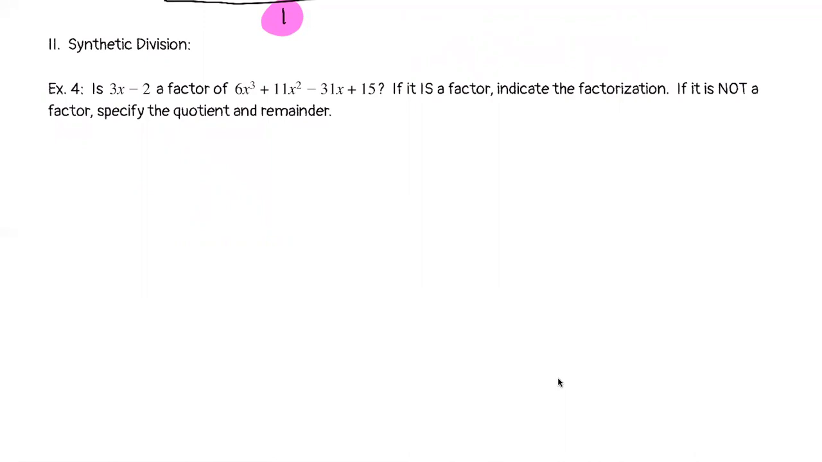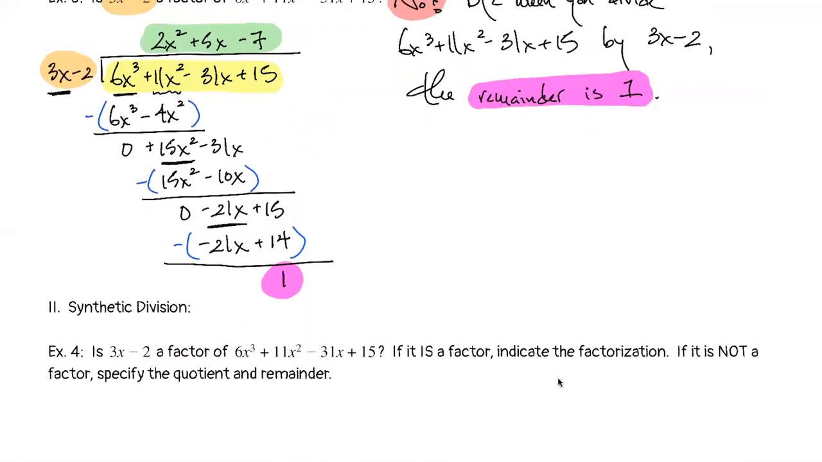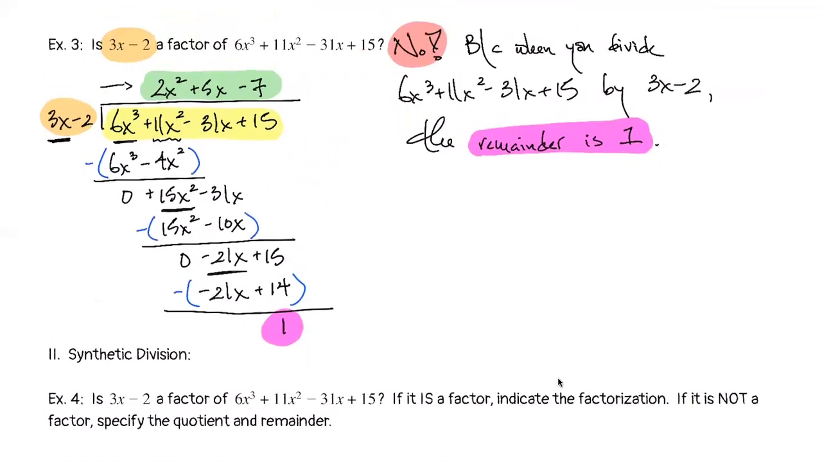So let's practice this process with the same example we had in example 3. We already know this is not a factor, but I want us to show how this process works and how some of the numbers we're going to see in synthetic division will actually be the numbers we see in the quotient and the remainder, okay?